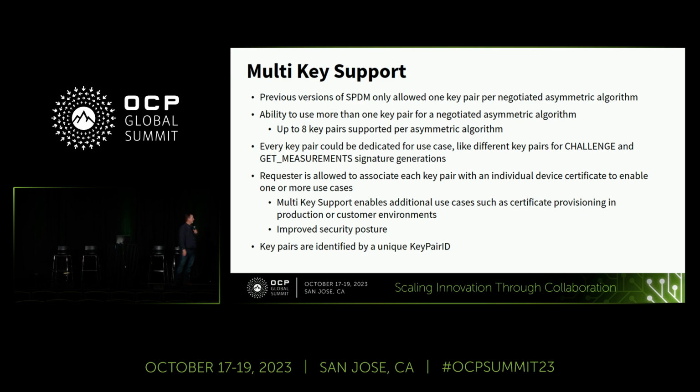Well, we've added multi-key support because we've had a lot of requests to move beyond that. A big use case is just separating the uses of the keys. So you might have a key that you use for challenge and a key that you use for get measurements, right? In the OCP attestation spec, this is a DevIK and a DevAK. So now you can actually create these multiple keys and assign them to different uses.